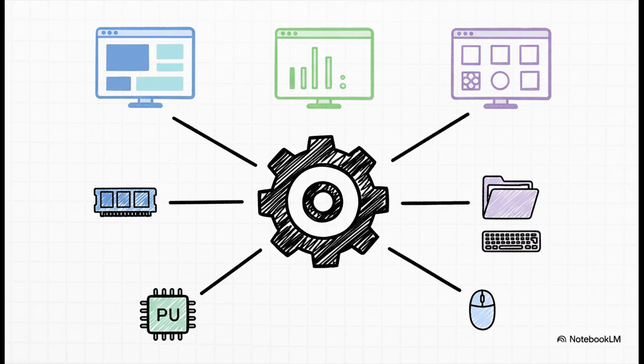And, of course, the most famous piece of system software in the world is your operating system, or OS. You know, Windows, Mac OS, Linux. That's the big boss. It's the master controller that manages everything. Your memory, your files, your hardware, all of it.